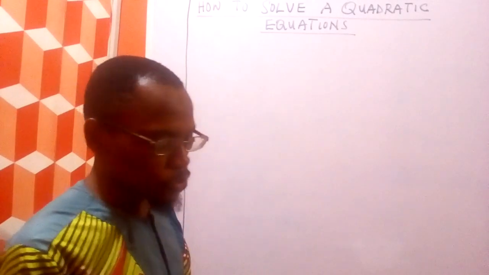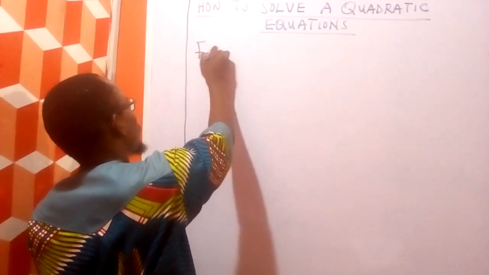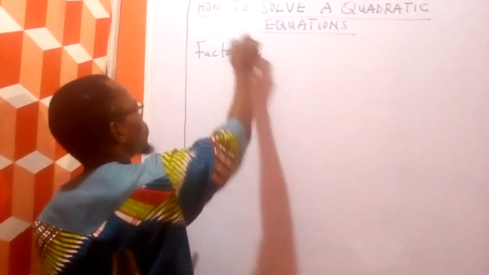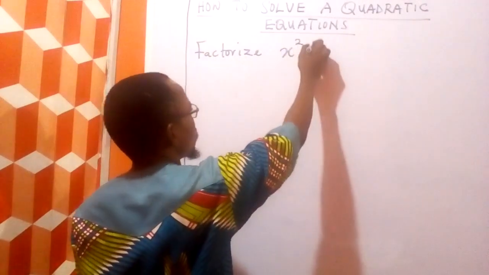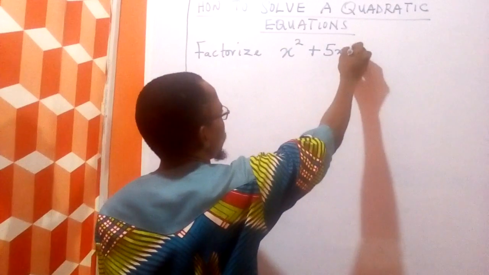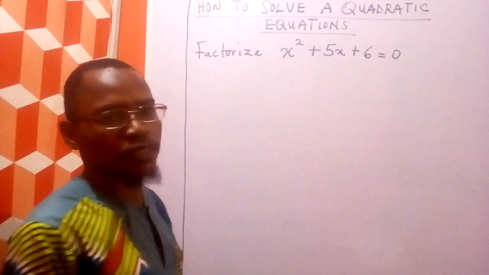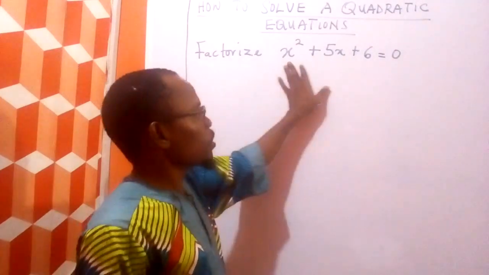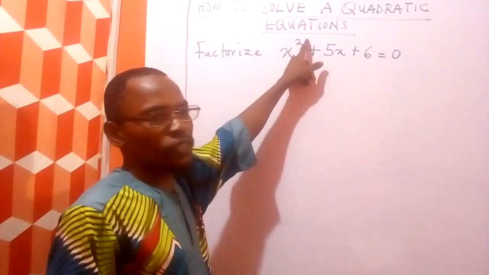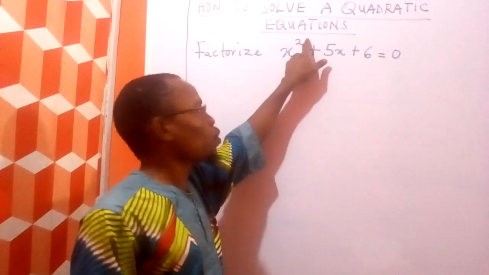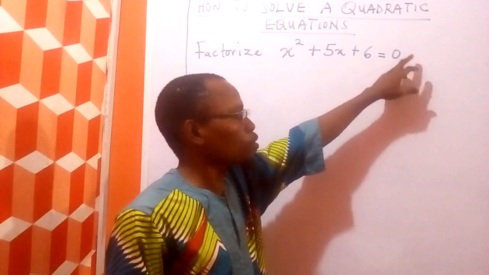All right, so what we will do now is look at how to solve a quadratic equation using the factorization method. Factorize x squared plus 5x plus 6 equals 0. If we are given this type of question, we are quite sure that it is a quadratic equation, because the highest degree is a second degree polynomial, x raised to power 2. And it is equated to 0.